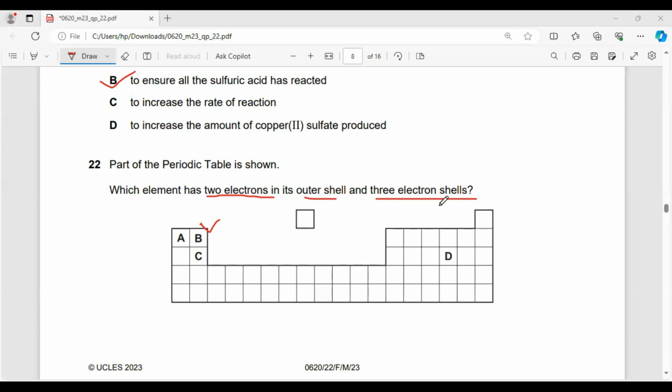As it is having 3 electronic shells, it means it should be present in period 3. Now, this is period 1, this is period 2, and this is period number 3. Those present in period 2 are having 2 electronic shells. Those present in period 3 are having 3 electronic shells. So, it is having 2 electrons, so in group 2, and 3 shells, so in period number 3. So, the correct answer is C.